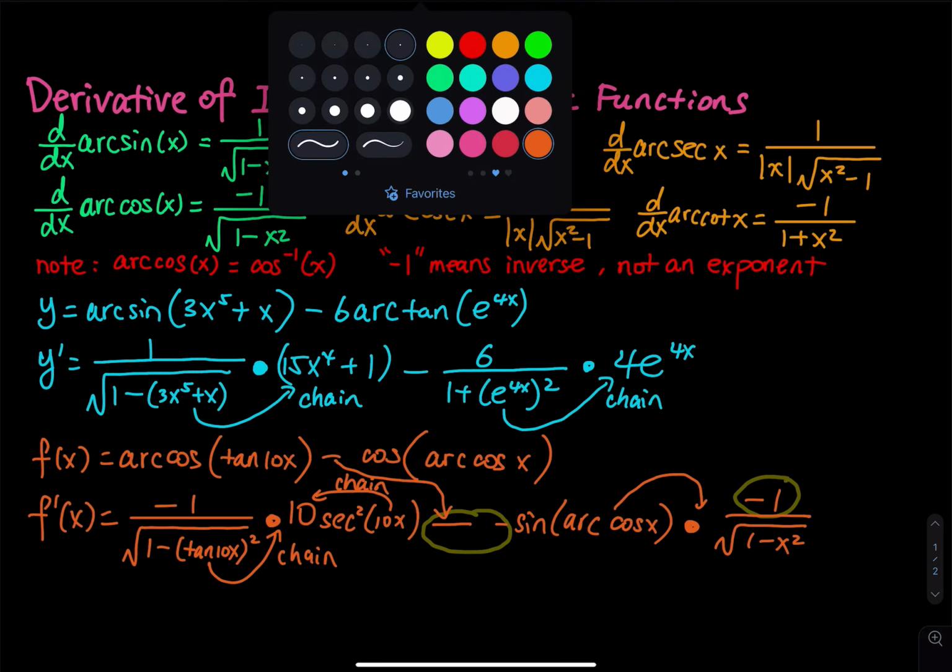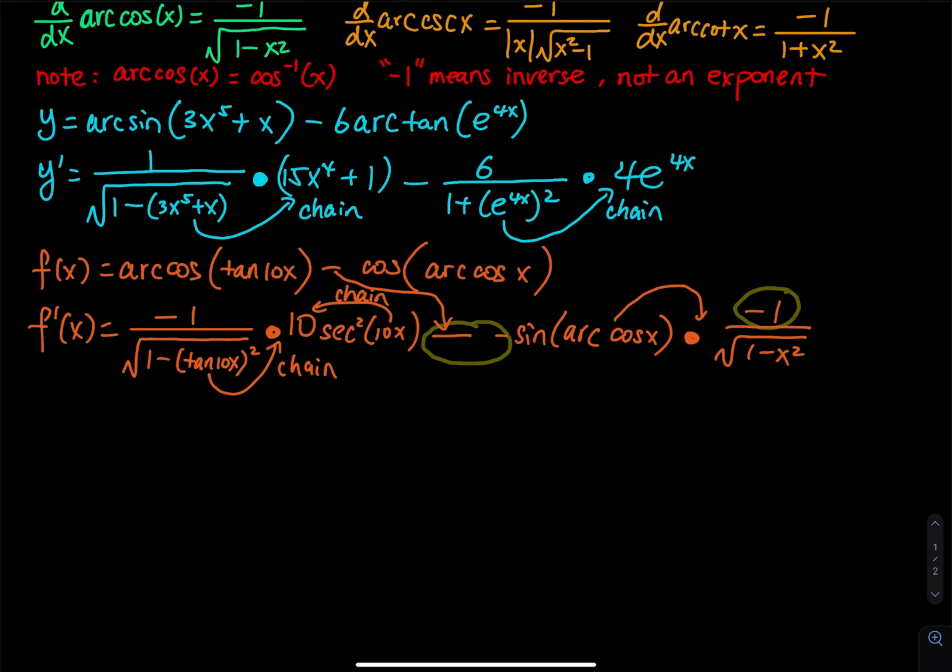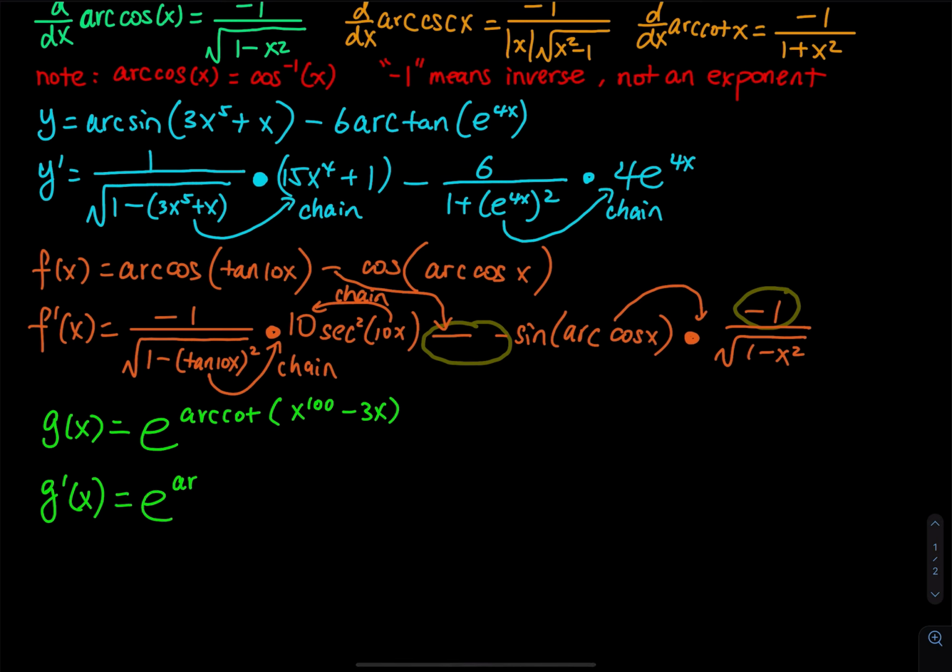Moving on, let's use this screen. Number 3, we have g of x equals e to the exponent. Let's put an arc cotangent in the exponent. Inside the arc cotangent, let's spice this up. How about x to the 100 power minus 3x? What is the derivative? E to the anything is just e to the anything, right? So we have e to the arc cotangent x to the 100 minus 3x, and then by chain rule we take the derivative of arc cotangent.